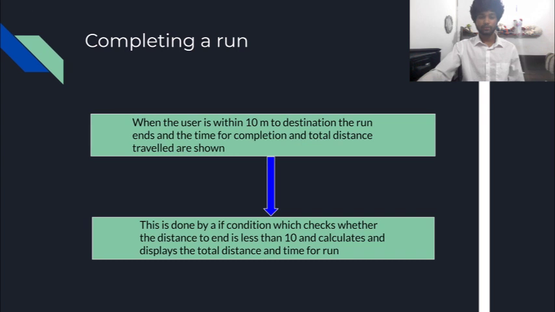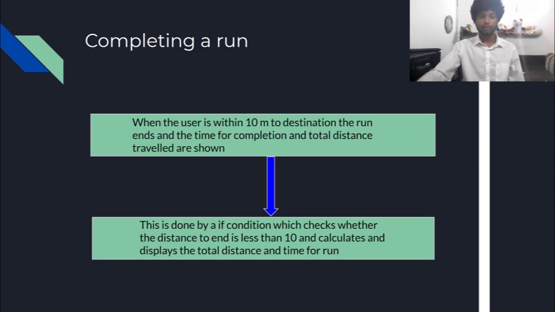For this next feature, we will talk about the completion of a run. When the user is within 10 meters of the destination provided, the run is considered to be completed and congratulates the user with a "run is completed" message, and the total distance and time taken are displayed on the screen.